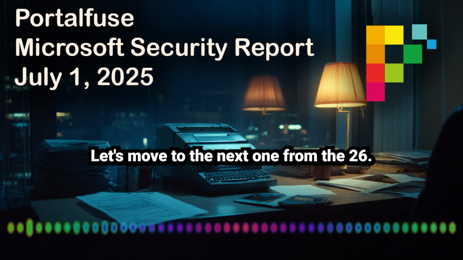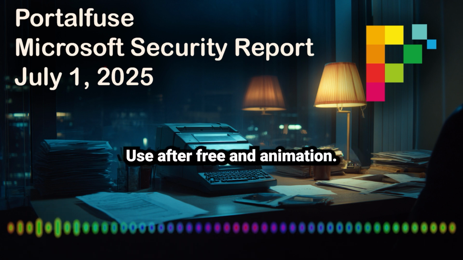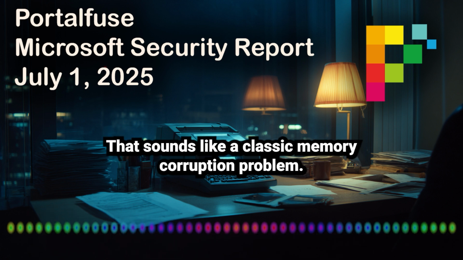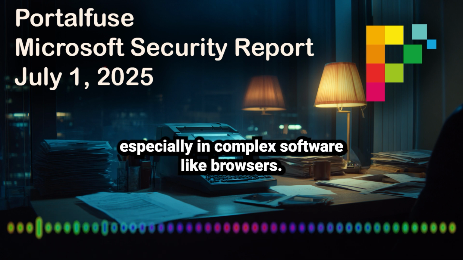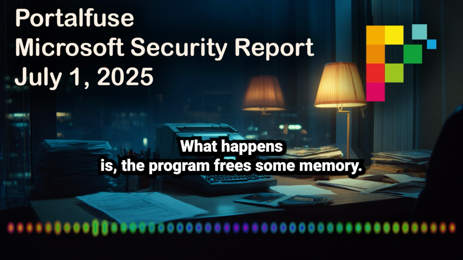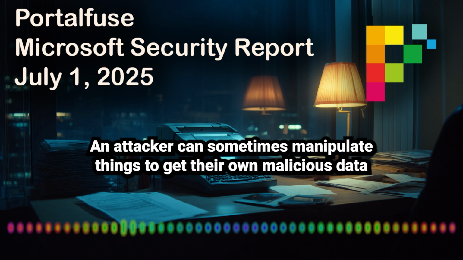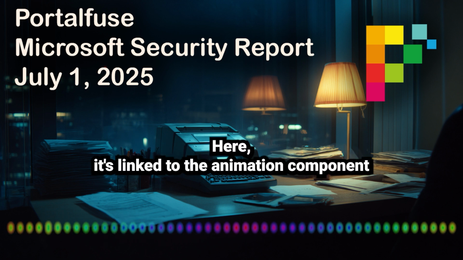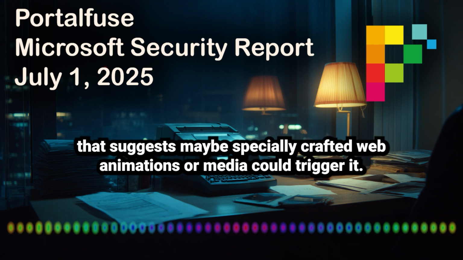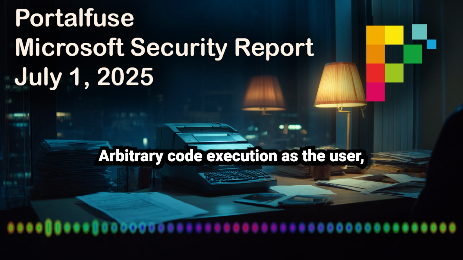Let's move to the next one from the 26th. Also Chromium assigned, CVE 2025-6555, use after free in animation. That sounds like a classic memory corruption problem. It absolutely is. Use after free is a really common and often very dangerous type of memory bug, especially in complex software like browsers. What happens is the program frees some memory, but then because of a flaw, it tries to use that same memory again later. An attacker can sometimes manipulate things to get their own malicious data into that memory spot right after it's freed, but before it's reused incorrectly. Here it's linked to the animation component, which suggests maybe specially crafted web animations or media could trigger it. If an attacker pulls this off using malicious web content, boom, arbitrary code execution as the user.